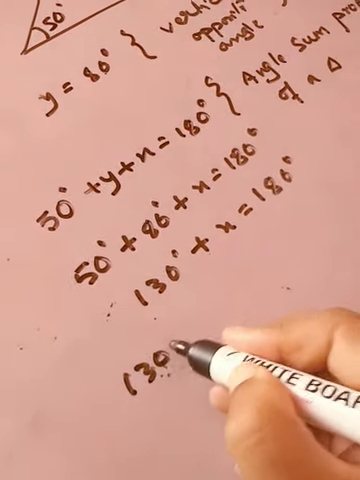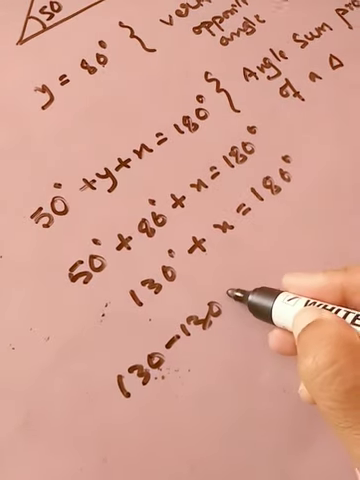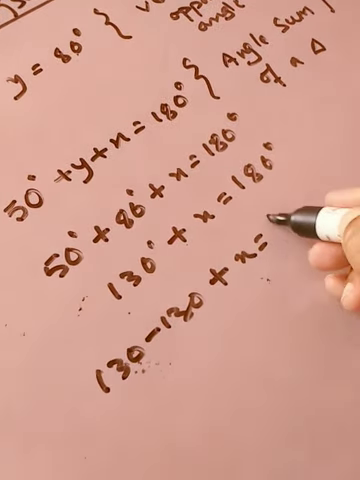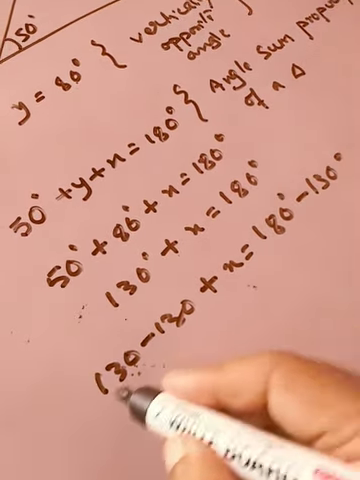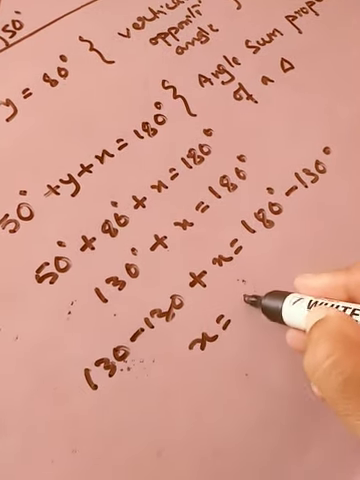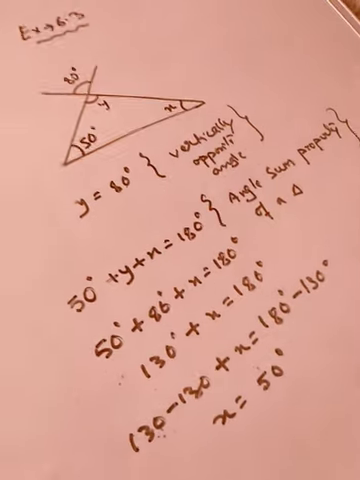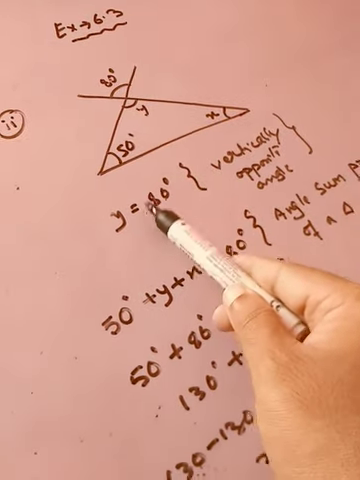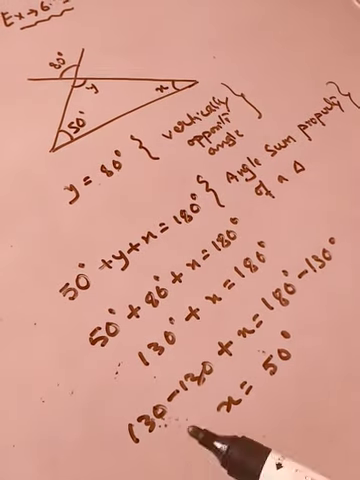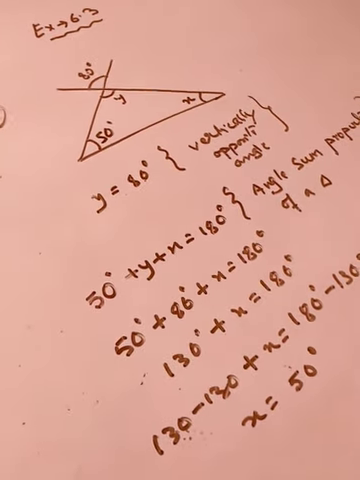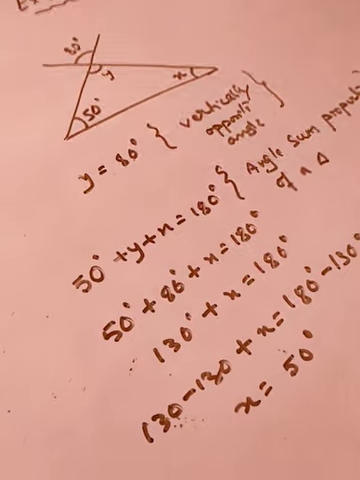Now to remove this 130 we have to subtract it. Same treatment you have to do on the right hand side, so this will be cancelled, so x equals 50 degree. So this is the value of x, and this is the value of y. So this is the solution of sum number 2. These are very easy sums, students. Let's move on to sum number 3.